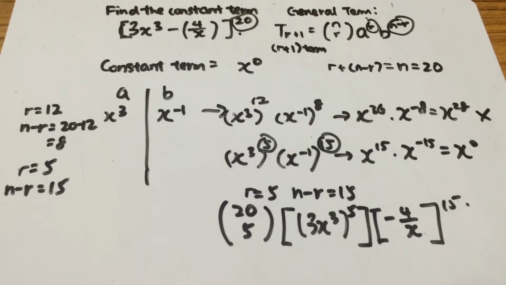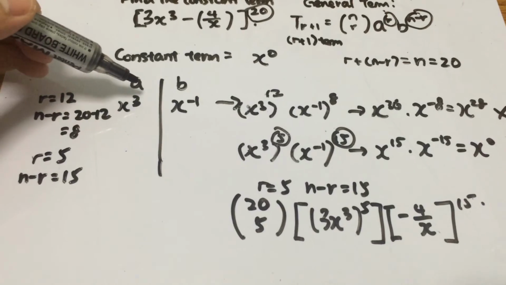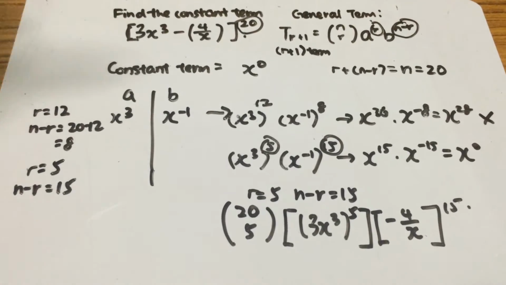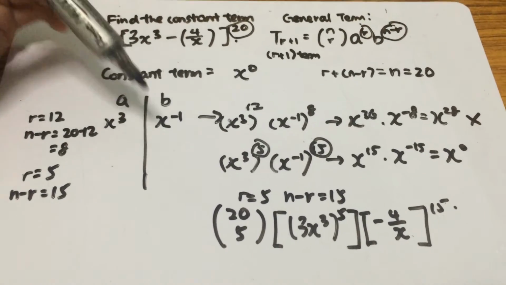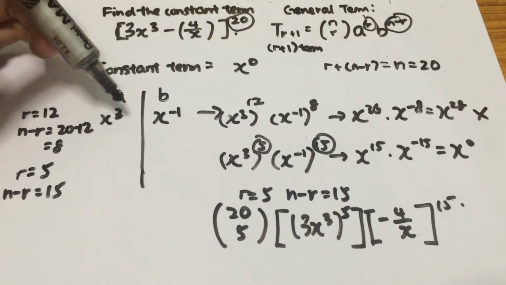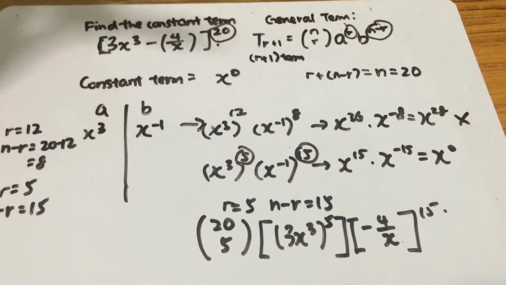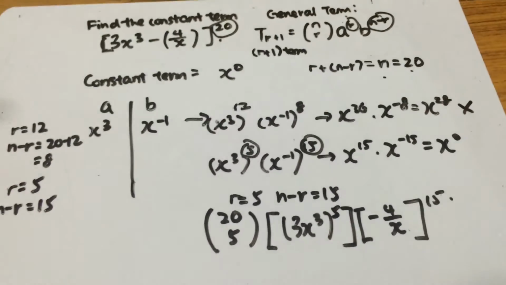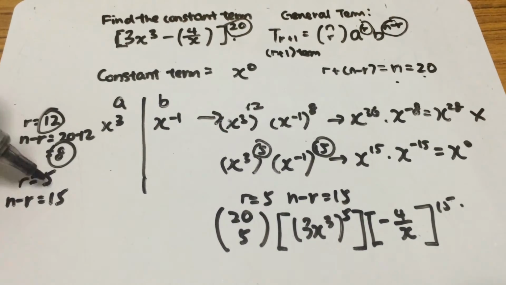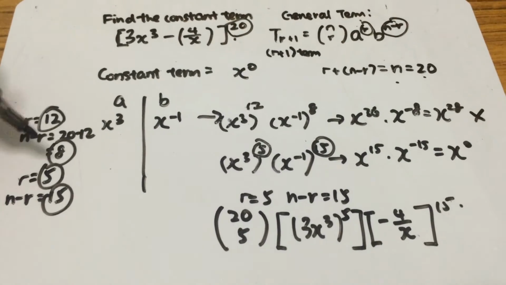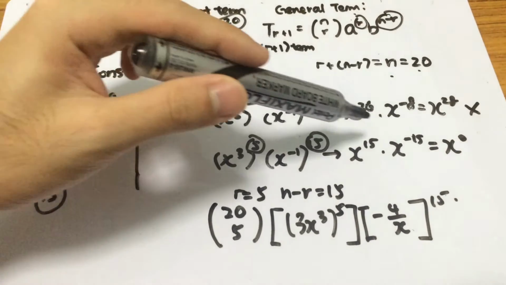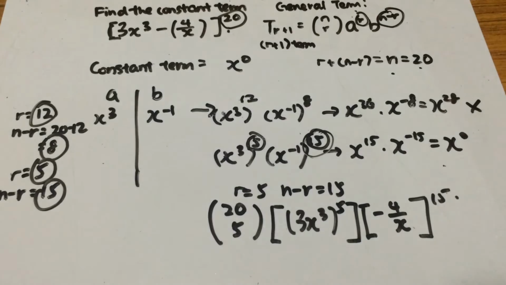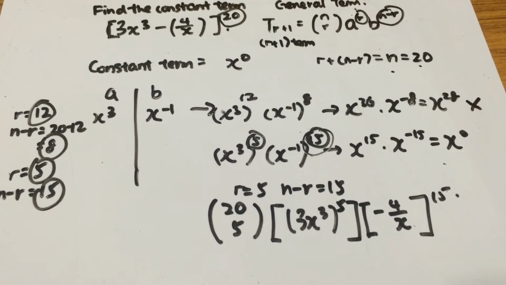So what I'm trying to emphasize is to use this method, where we determine what my a and my b are based on x. We do not focus on the coefficient, but we focus on this x itself, and try to determine what my r and my n minus r are, knowing that r plus n minus r is equal to n, which is 20. So we are splitting the 20 into values such that we will be able to determine what values of r and n minus r will give me the constant term, which is the term independent of x, which is x to the power of 0.